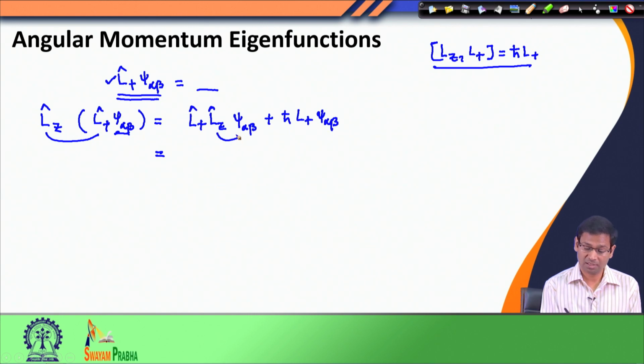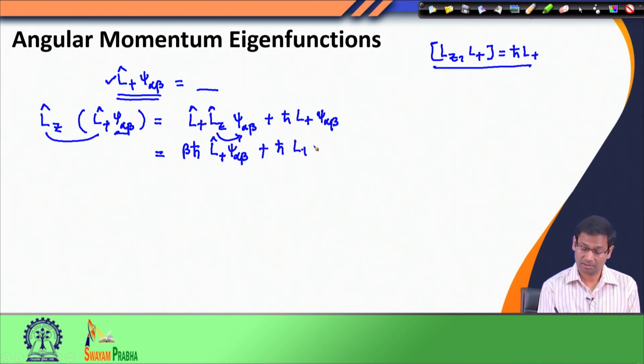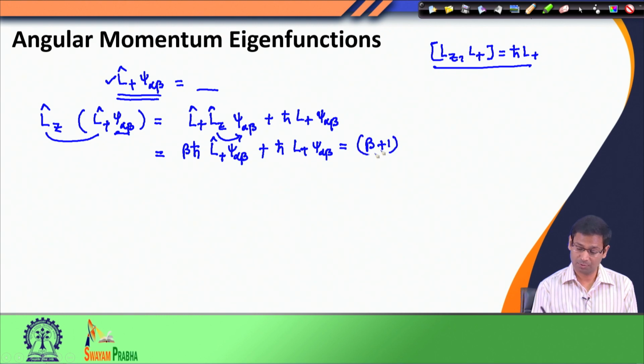Now, I see that the Lz operator is on the right hand side, so it can act on this function, which I know is an eigenfunction of the Lz operator with a value of beta h bar. I bring that out, and I am left with L plus operator on psi alpha beta, plus h bar L plus psi alpha beta, and I can simplify this as beta plus 1 h bar L plus psi alpha beta.